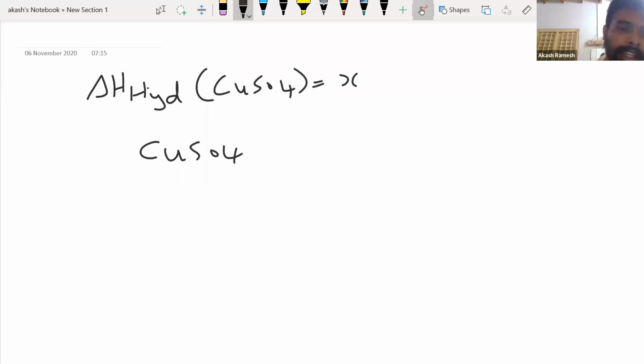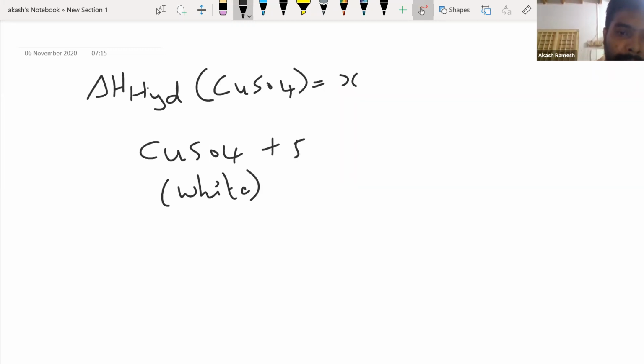So obviously, I don't know whether you know this. If you have anhydrous CuSO4, you must have done this in your chemistry labs. If not, you will do it. Don't worry. So CuSO4, if you have anhydrous substance, that is, if there is no water molecule, can you tell me what is the color of CuSO4? White color. Correct, right? So CuSO4, if it is anhydrous, will be white in color.